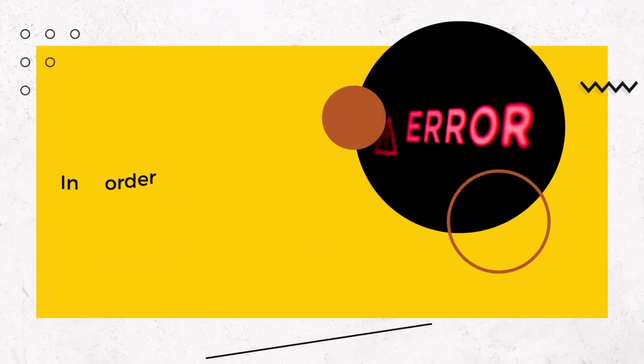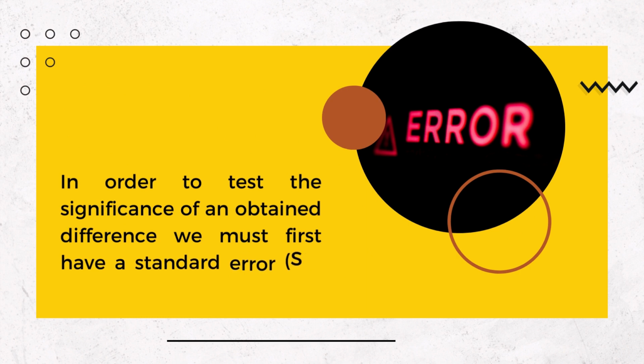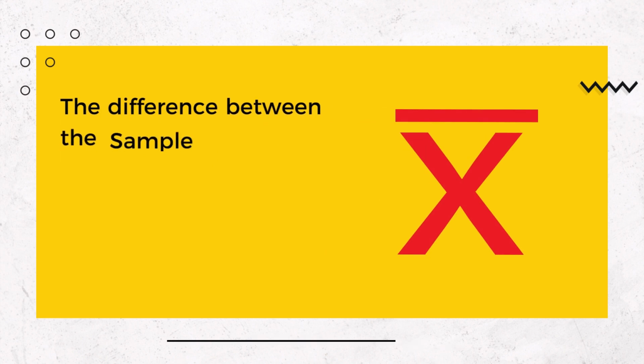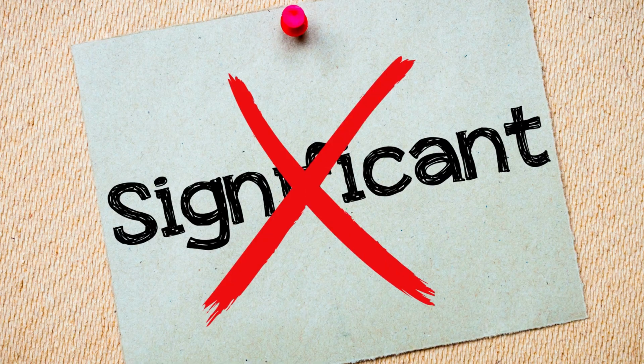In order to test the significance of the obtained difference, we must first have the standard error of the difference. Then, from the difference between the sample means and the standard error of the difference, we can say whether the difference is significant or not.